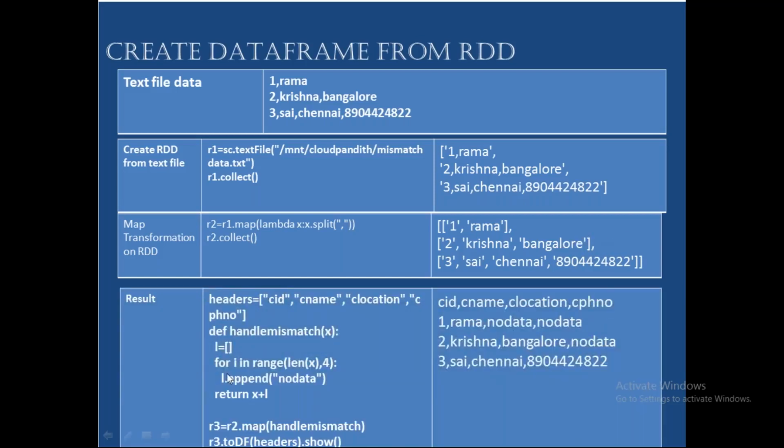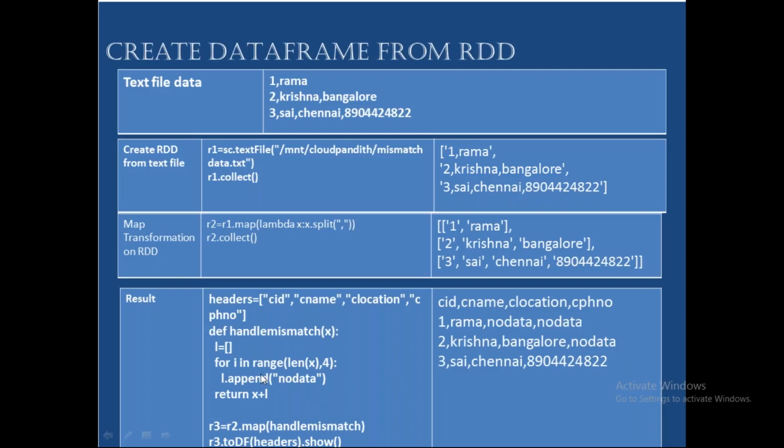For that, I have written a small function which is going to generate something like this: 1, Rama, no data, no data, as there are 2 columns missing in the first row. In the second row, only one column is missing, that is phone number. For that particular column, I'm just making it no data. Now we'll see how it is making no data.